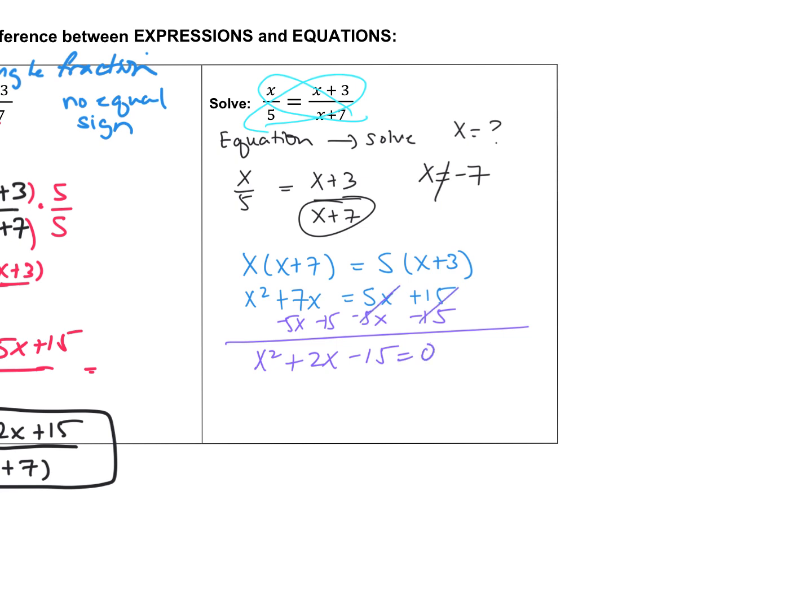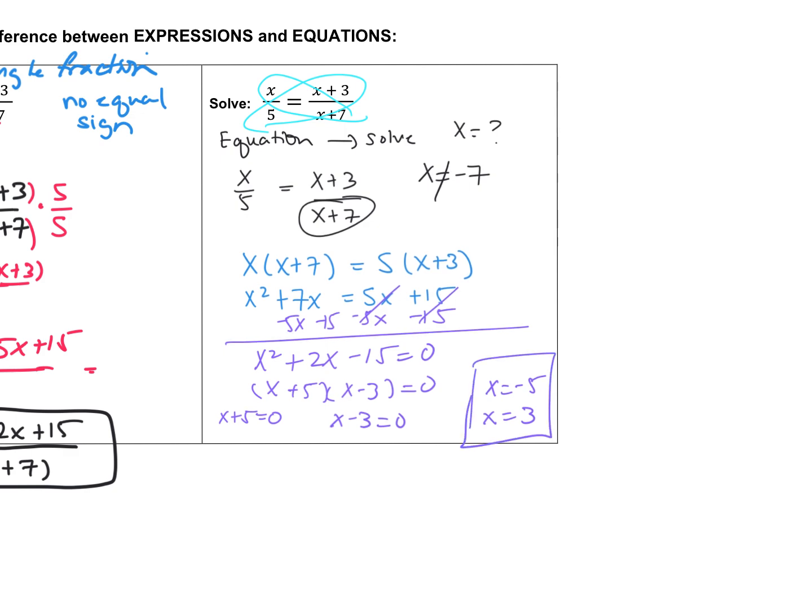Now we're going to factor. And you have to find what those x's are. So we get x plus 5 and x minus 3. So set them equal to 0. So x plus 5 equals 0. x minus 3 equals 0. So we have x equals negative 5, and put it over here, and x equals 3. Neither one of those is -7, so both of these are our solution.